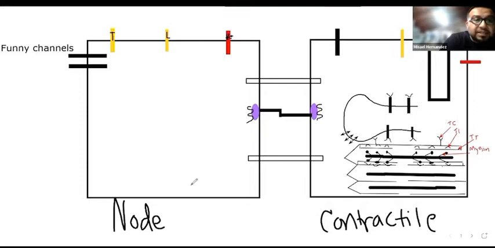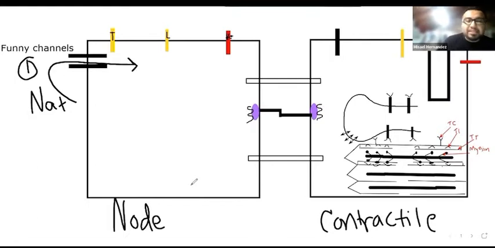So first thing is the funny channels. The funny channels open up and allow an influx of sodium. So sodium starts to go inside the cell, which is normally negatively charged. The intracellular resting membrane potential is always negative, and the outside is always positive. But when the funny channels become activated, they start making the intracellular components more positive, and of course the outside becomes more negative.